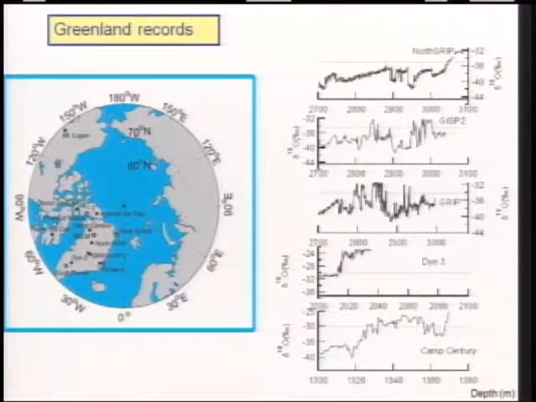The first records that were recovered from Greenland were, for example, Camp Century and Dye 3. So you have the location here, Dye 3 and Camp Century. If you look at the bottom part of those ice cores, you see that we have relatively high ice delta 18O for both. And actually, this plateau of ice delta 18O probably is ice from marine isotopic stage 5.